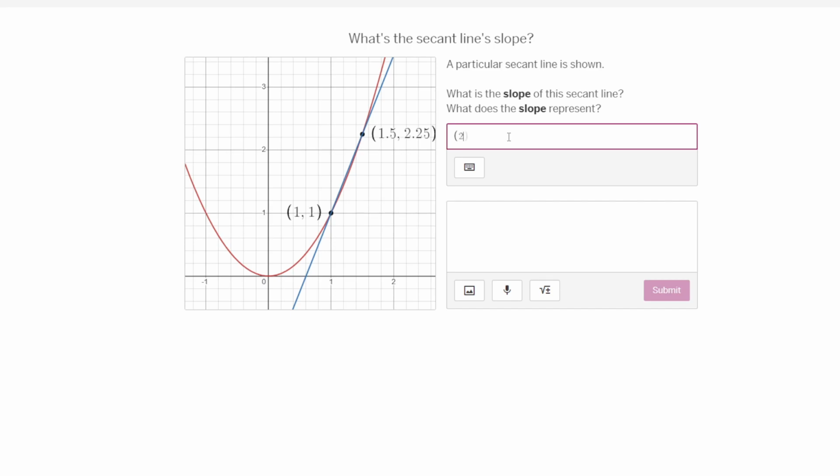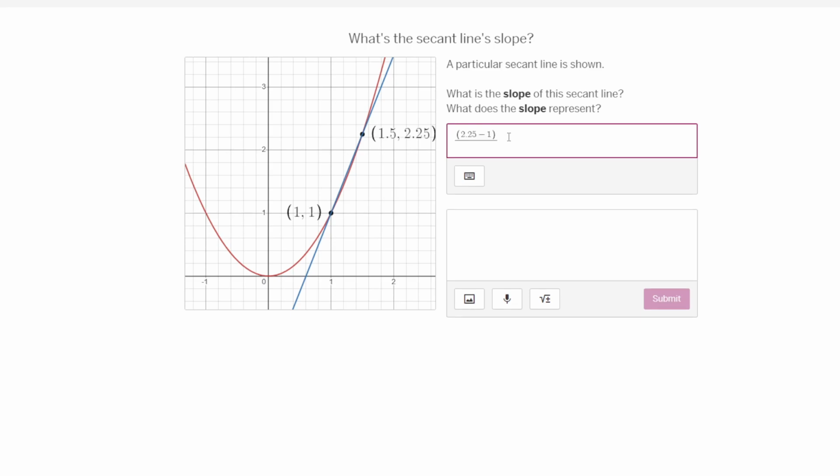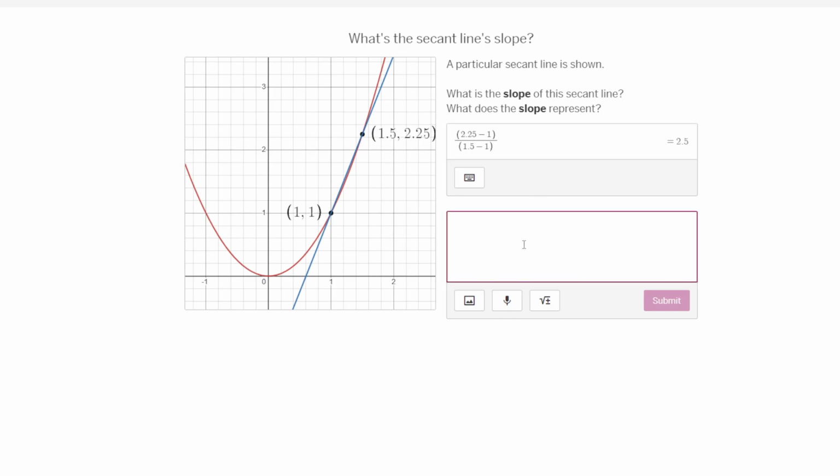So how do we compute that? That would be 2.25 minus 1. That's our change in y. And we need to divide this by change in x, which is 1.5 minus 1. So we see that our slope turns out to be 2.5.